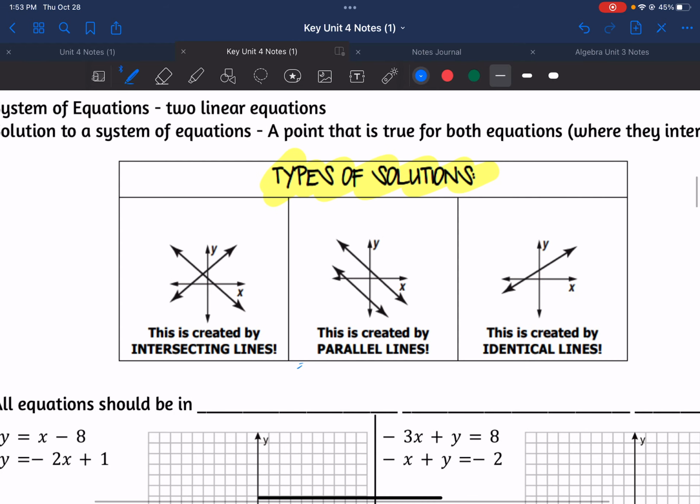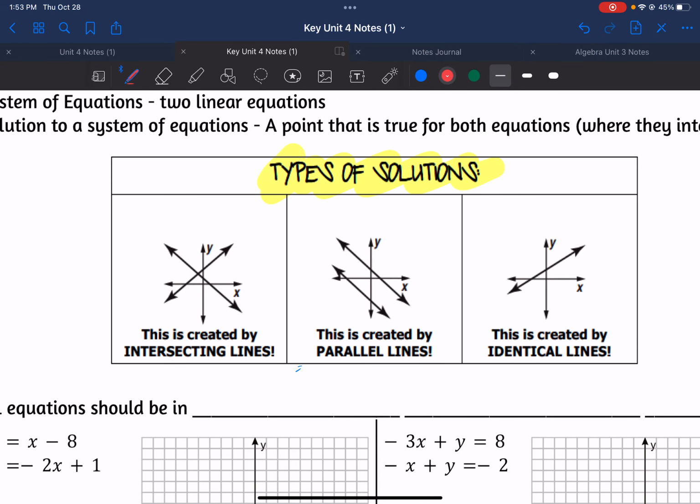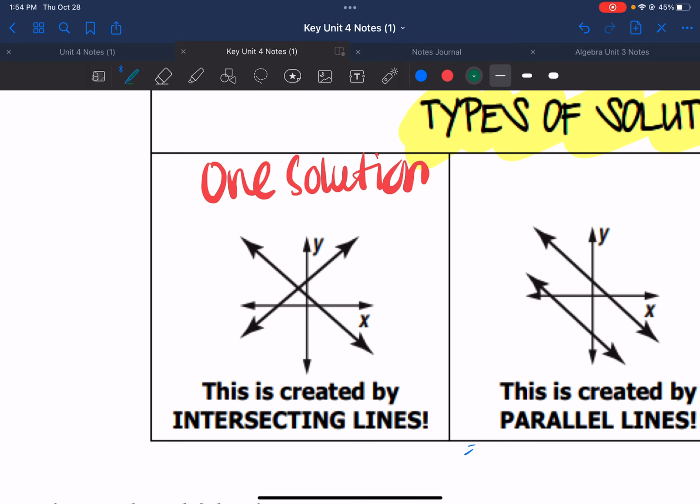All right, how to find solutions. Here we go. We have 3 types of solutions. One of my solutions is one solution, right? So we either have one solution. We've actually talked about something similar like this. Now, in this case, when we have one solution, our solution is where the lines intersect, right? This right here. So this point right here is a solution.